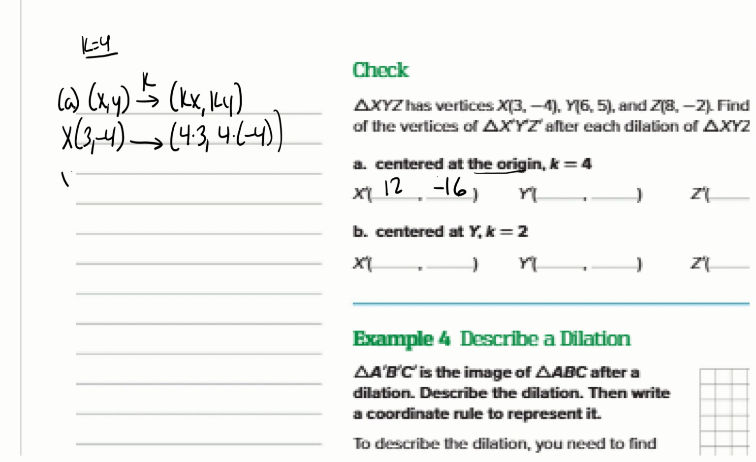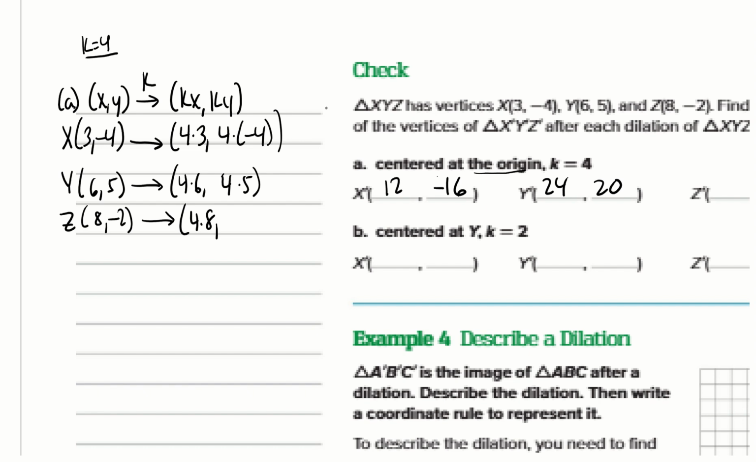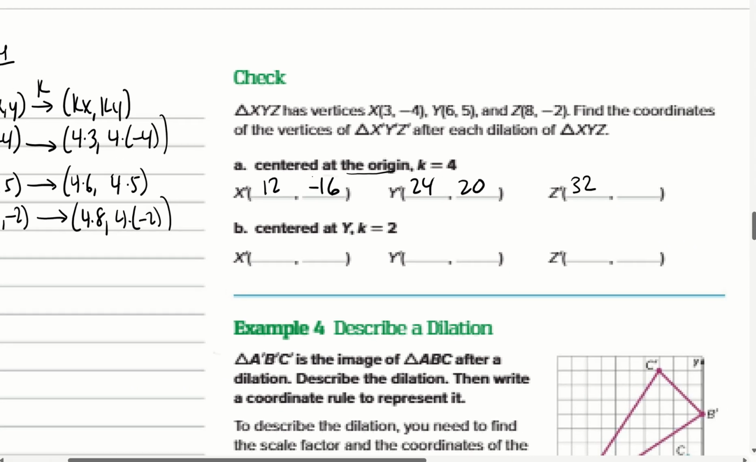And then y is (6, 5). Multiply each of these by 4. So 4 times 6, 4 times 5. And so that gives us (24, 20). And then last one, z is (8, -2). That maps to 4 times 8 and 4 times negative 2. So we got 4 times 8, that's 32, and then we got 4 times negative 2, it's negative 8.